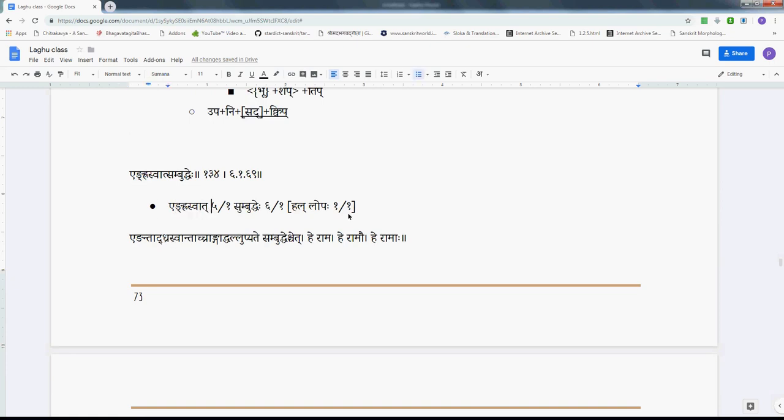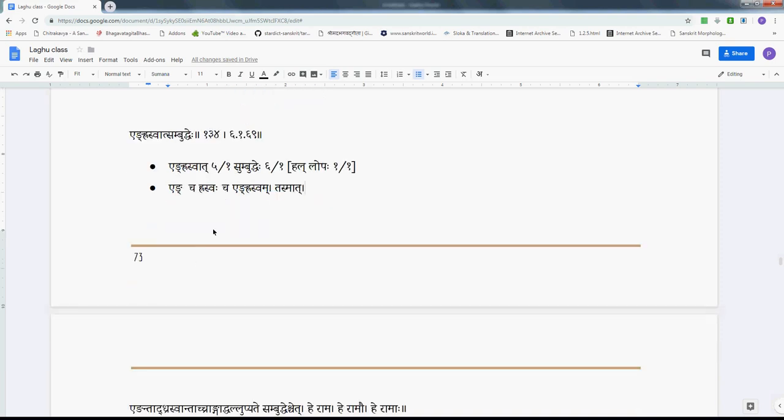So, Eng and Hraswa: this is a Dvandva, basically a Samahara Dvandva. Eng Cha, Hraswah Cha, Eng Hraswam. Tasmat Eng Hraswat. You add a Tadadi Vidhi and you will get Eng Antad Hraswantat Cha Sambuddhau.